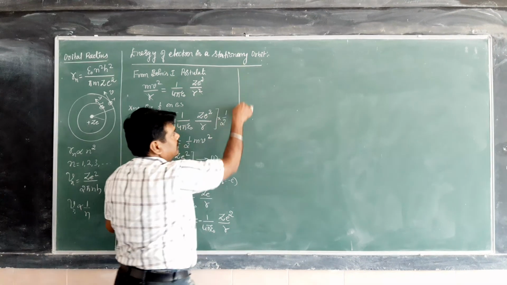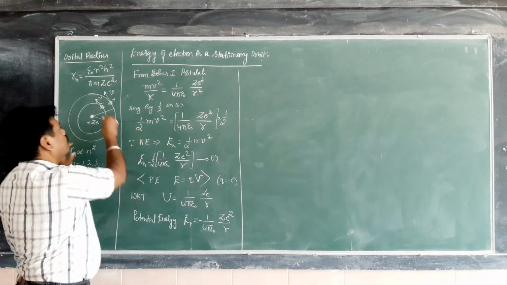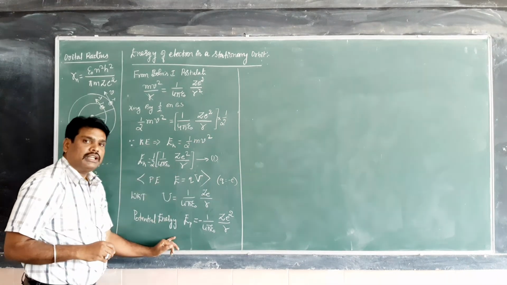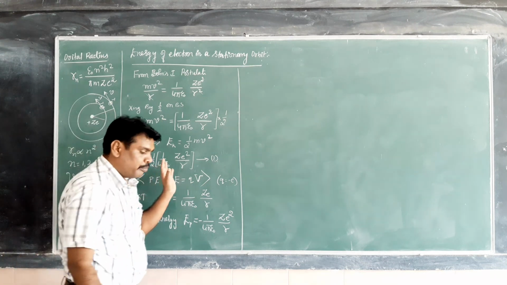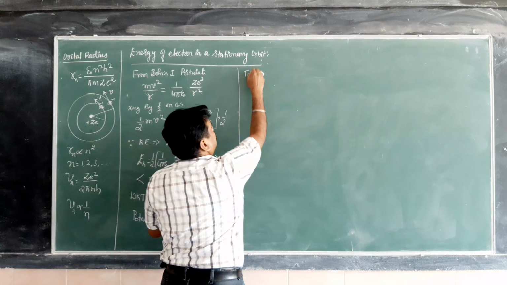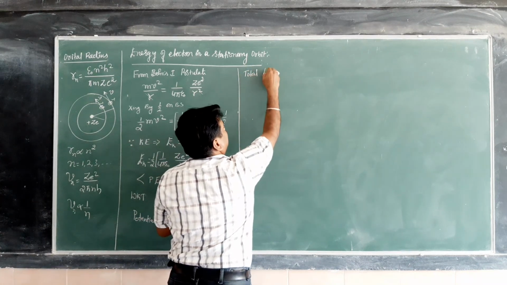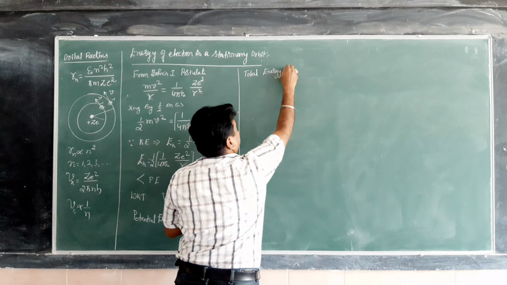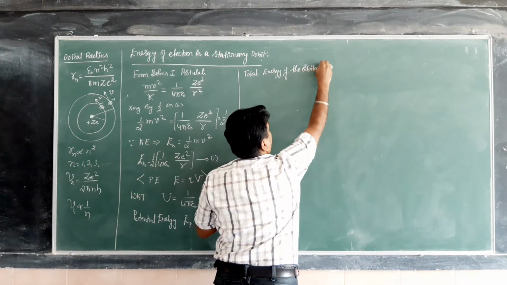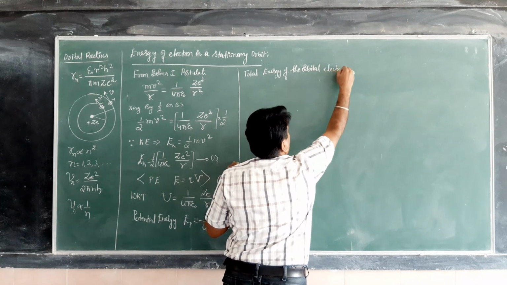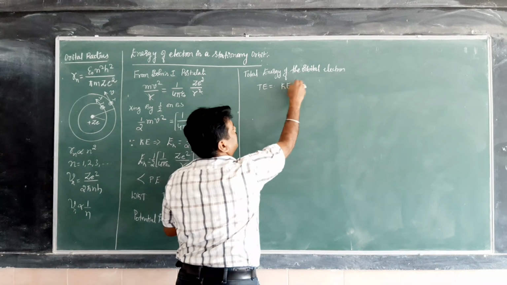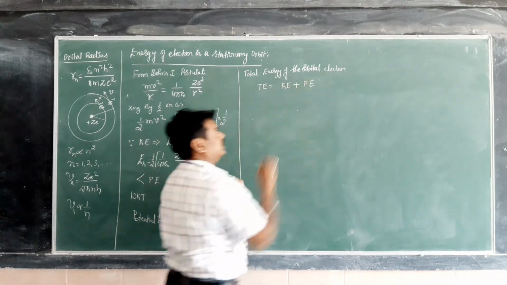Since this electron is revolving in its own orbit or stationary orbit, it has not only kinetic energy, it also has potential energy, because the total mechanical energy is always conserved. So the total energy of the orbital electron will be the sum of kinetic energy and potential energy, you know.